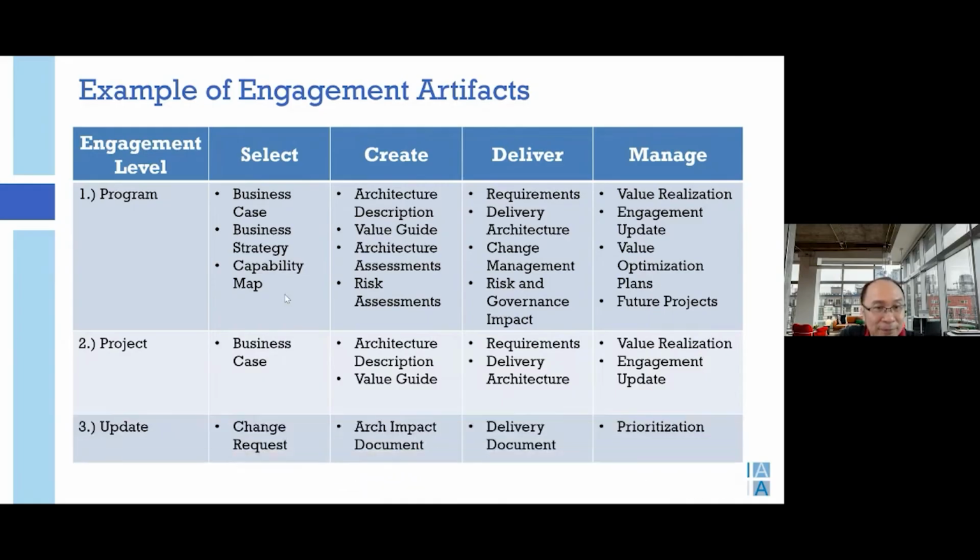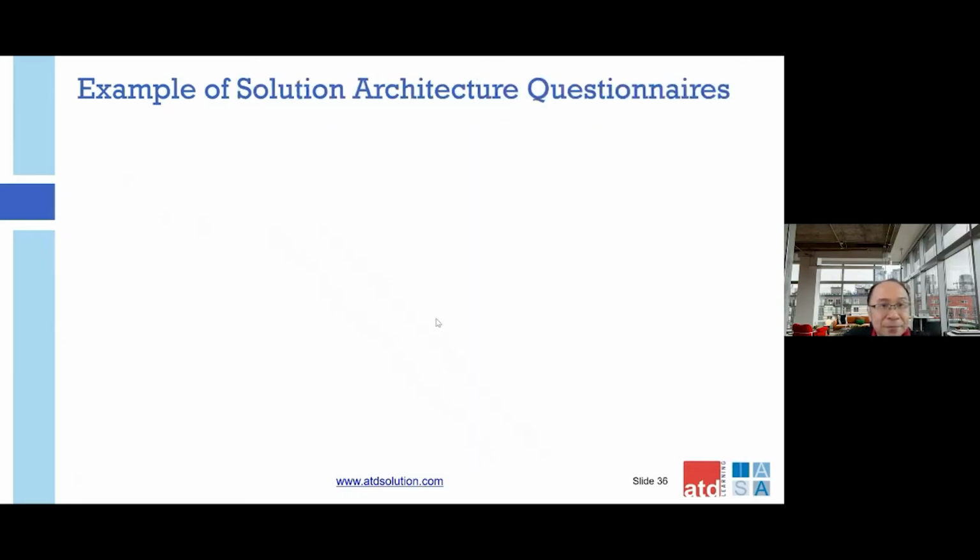When you do the update, you look at the change request, because typically this is the life cycle, so you know exactly when there is a need for change. The change can come from the business or the technology side. Then after that, you create the impact document, and then you do the delivery. In terms of the management, you prioritize the updates, because not all updates should be accepted. You need to prioritize them and rank them by value and risk.